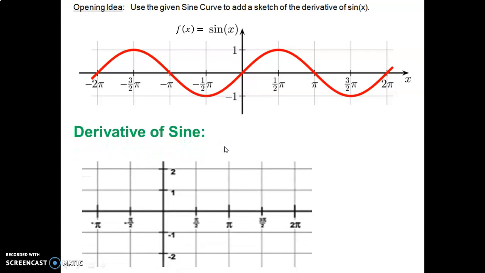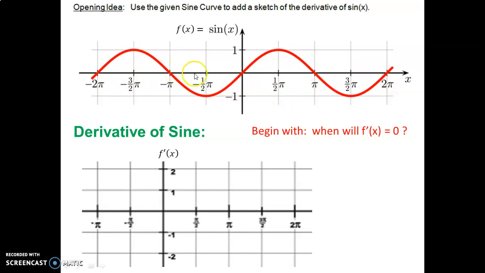Let's do this step by step. Don't forget, derivatives represent the slope of a graph, right? So we're going to do this point by point. Here's going to be our derivative of our sine graph. First question, when will the derivative be equal to 0? In other words, when does this graph have a slope of 0?